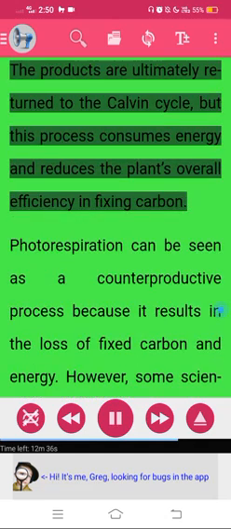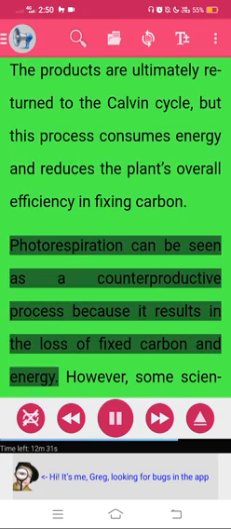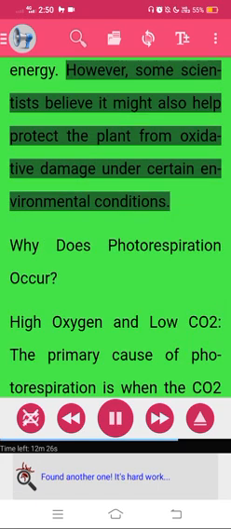Return to Calvin cycle: the products are ultimately returned to the Calvin cycle, but this process consumes energy and reduces the plant's overall efficiency in fixing carbon. Photorespiration can be seen as a counterproductive process because it results in the loss of fixed carbon and energy. However, some scientists believe it might also help protect the plant from oxidative damage under certain environmental conditions.